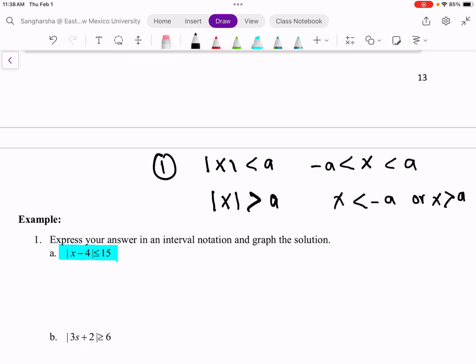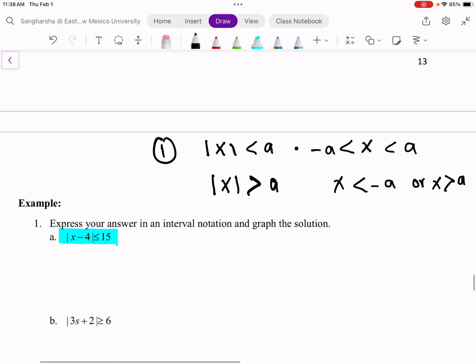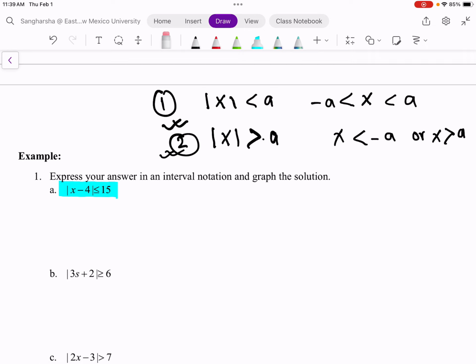Now for example a, which definition do we use, 1 or definition 2? So you are looking for the inequality. If it's less than, then always first definition. If it's greater than, you're gonna use, sorry, this numbering is wrong here, so if it's greater than, you're gonna use the second definition. So we have less than, so we're gonna use this first definition.